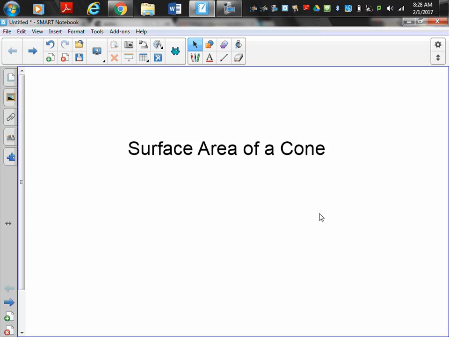So what is the formula for surface area of a cone? No, I'm going to give this to you. You won't ever guess this one. It's weird. But you will be given this formula on the test. All right, so here's the formula.